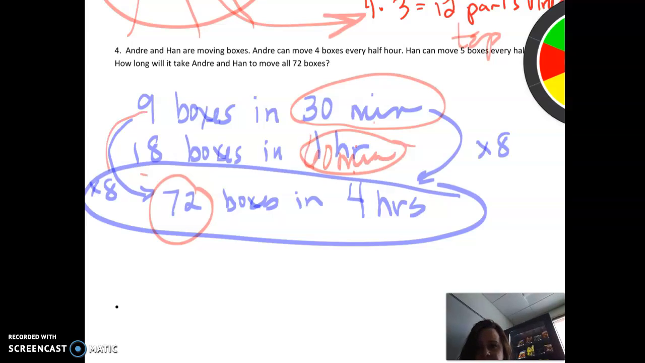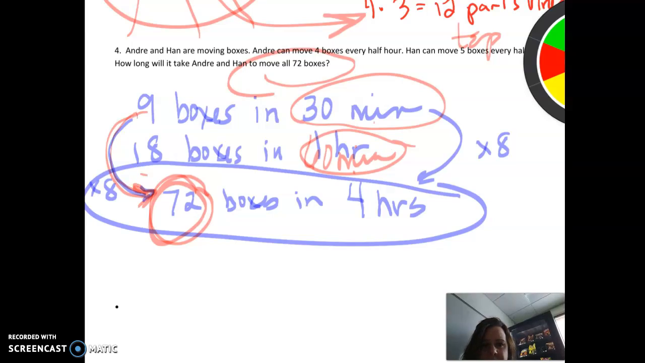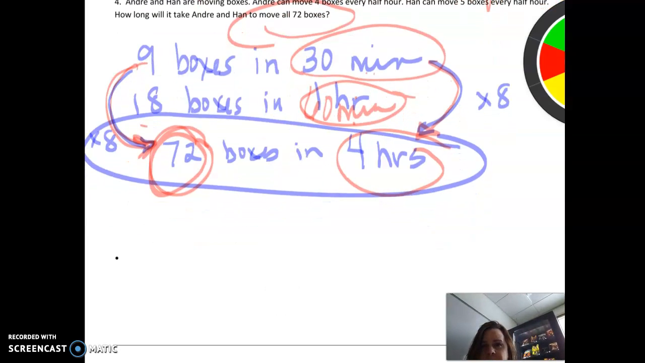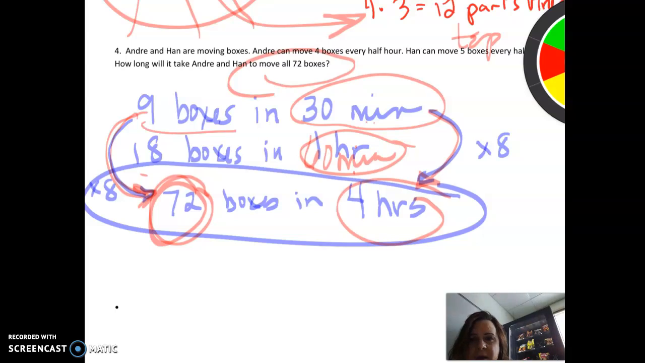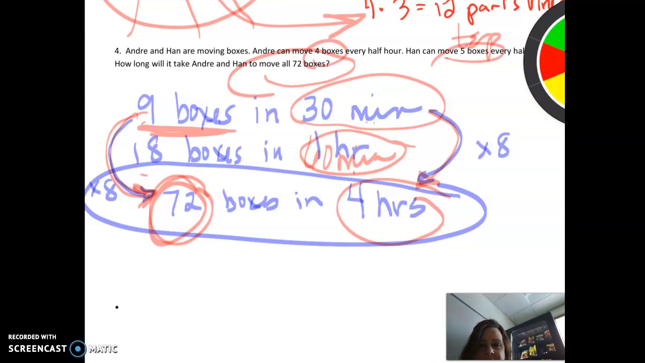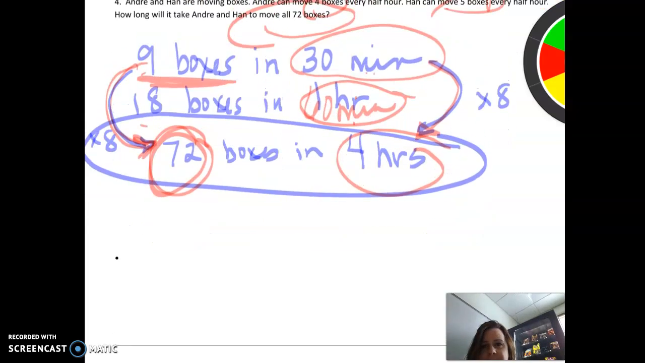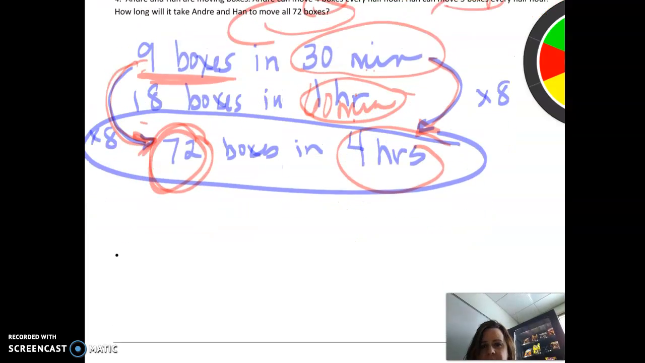All right, so to get from 9 to 72, and of course 72 comes from what we're trying to move, I'm going to multiply by 8. I know that 9 times 8 is 72. So then I'm going to multiply my 30 minutes times 8. It's like taking half of 8, right? Because that's half an hour, and I get 4 hours is how long it would take them. And I got 9 boxes, you guys, because I added the 4 boxes Andre's moving and the 5 boxes that Han's moving. And 4 plus 5 is 9.